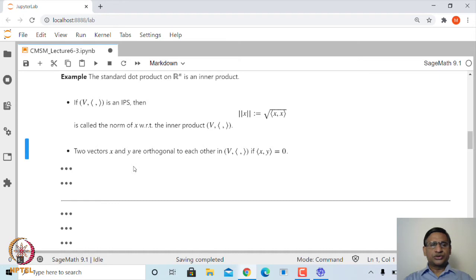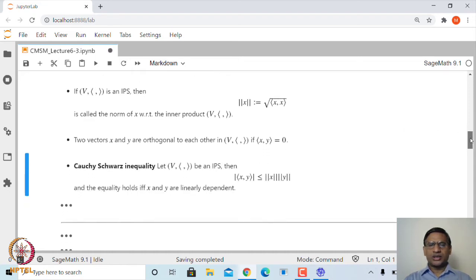Similarly, if you have two vectors x and y, we say that they are orthogonal to each other if the inner product of x with y is 0. So, in that case we say two vectors are orthogonal to each other. In terms of dot product, you had x dot product with y equal to 0, but that can be extended to any inner product space.